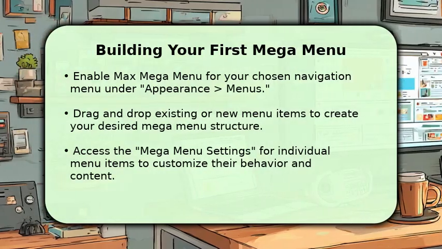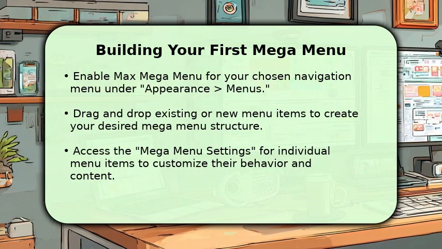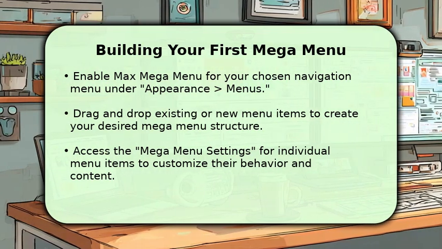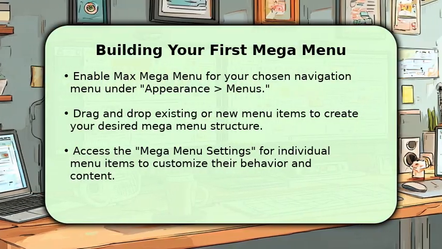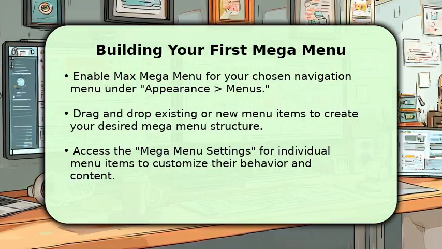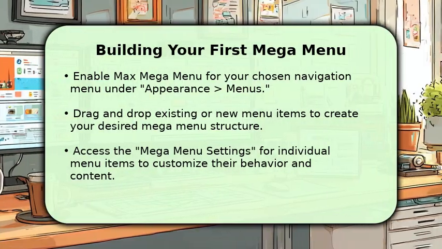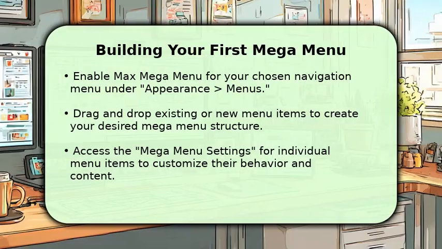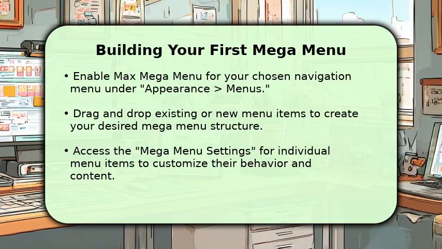Now, let's build your first Mega Menu. Go to Appearance, then Menus, and select the menu you wish to enhance. You'll see a new Max Mega Menu checkbox. Enable it. Then, hover over any menu item to reveal its Mega Menu settings. Here, you can transform a standard drop-down into a rich, multi-column layout, adding depth and functionality to your site's navigation.